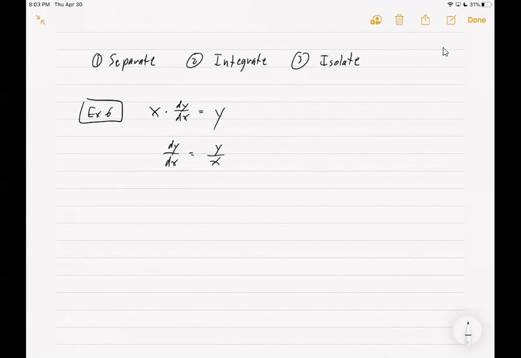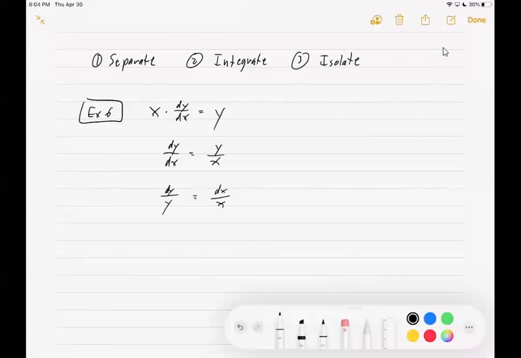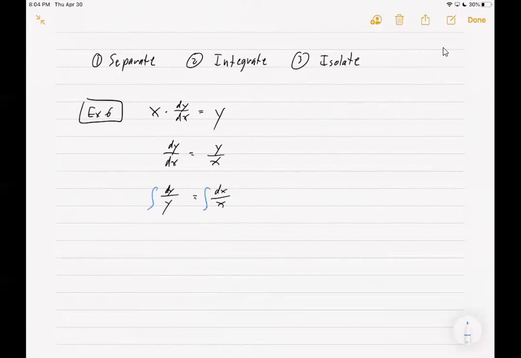And so when we do that, to get y to the left, we have to divide by y. To get dx to the right, we need to multiply by it. So we have dx over x. All right, now this is sort of interesting. We're ready to integrate this. So you should know what both of those integrals are.